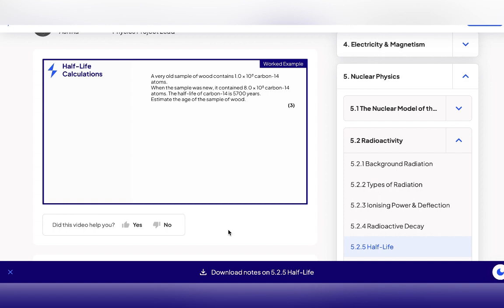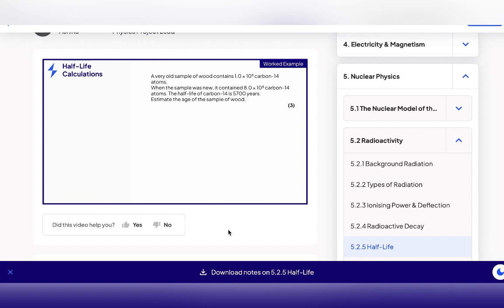This is a common half-life question in exams. A very old sample of wood contains 1.0 times 10 to the 8 carbon-14 atoms. When the sample was new, it contained 8.0 times 10 to the 8 carbon-14 atoms. The half-life of carbon-14 is 5,700 years, and we are asked to estimate the age of the sample of wood.